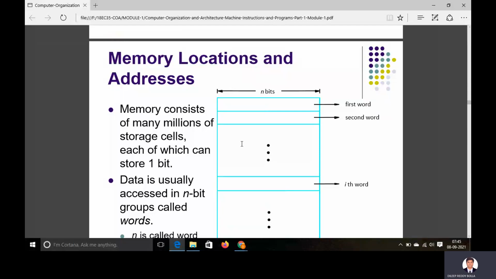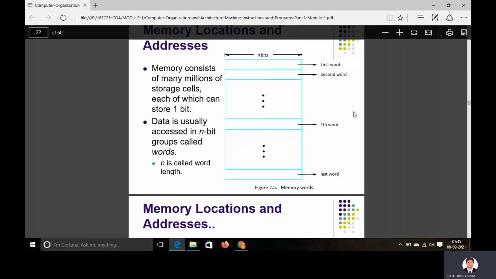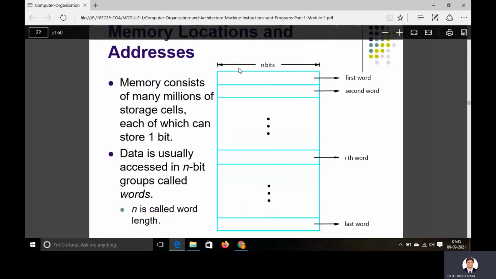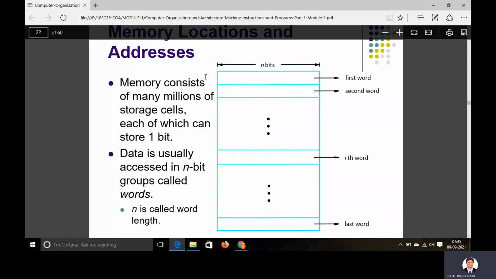Let us look at this diagram and have a view of the complete memory words. Here the n bits length can be 8-bit, 16-bit, 32-bit, whatever, with partitions to store single bits of data. This is the first word, second word, going up to the ith word and the last word. So this is the memory block, whereas small n represents the length of the word.